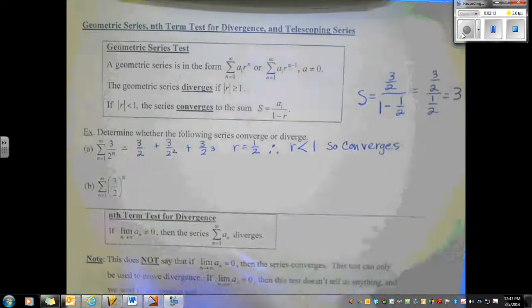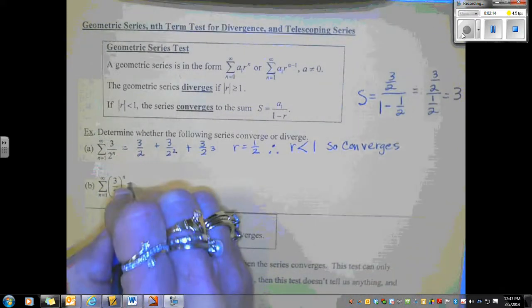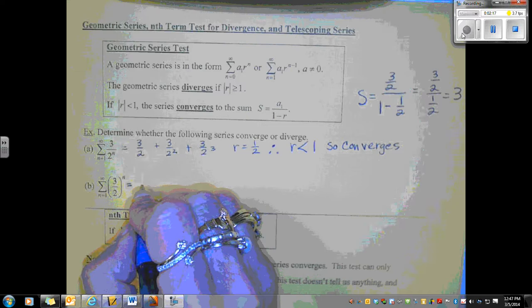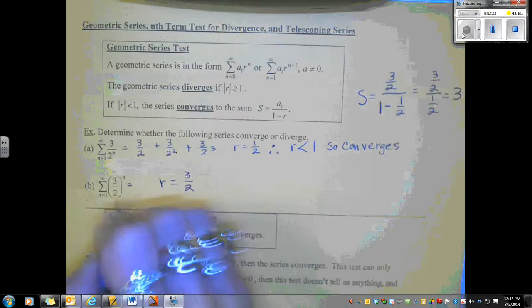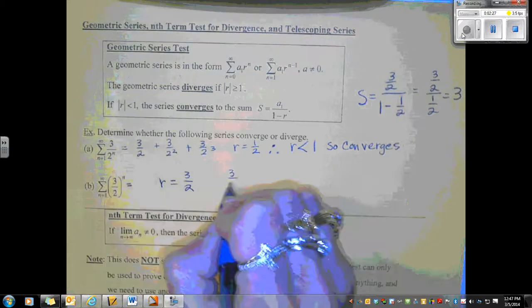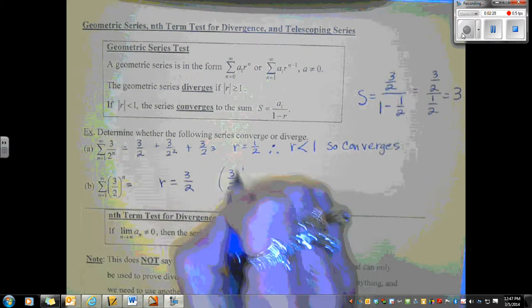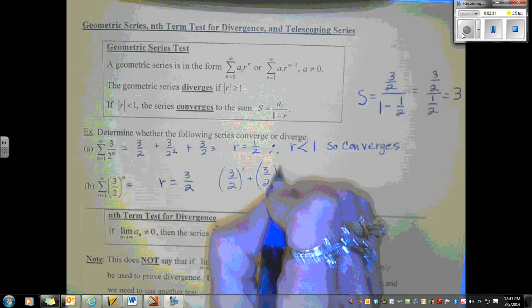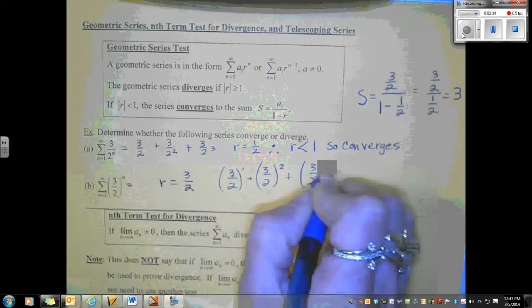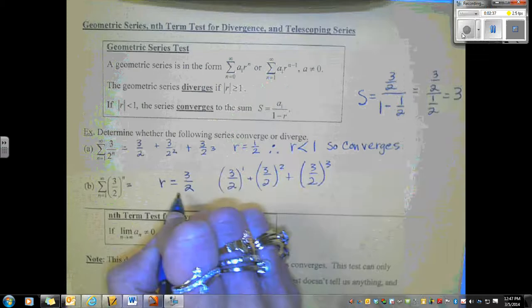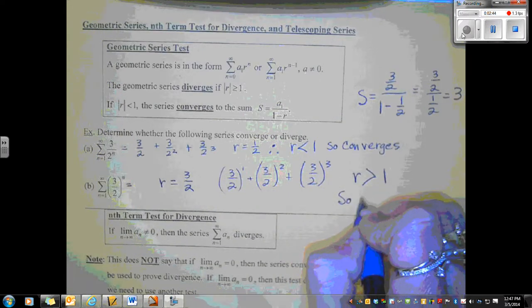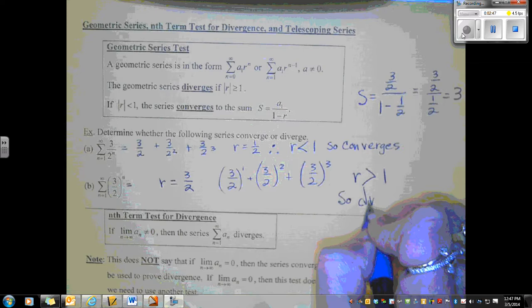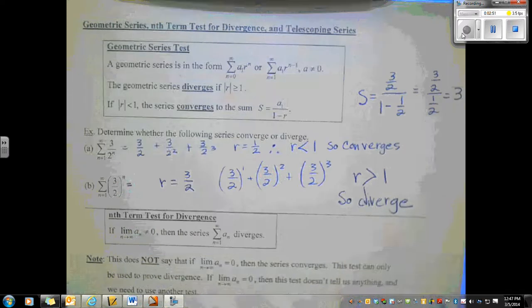Now, this one is a little different. What's r? r is 3/2 here, because I would have 3/2 to the first, plus 3/2 to the second, plus 3/2 cubed, etc. So r is 3/2. So r is greater than 1, so it diverges. That one's pretty easy, right?